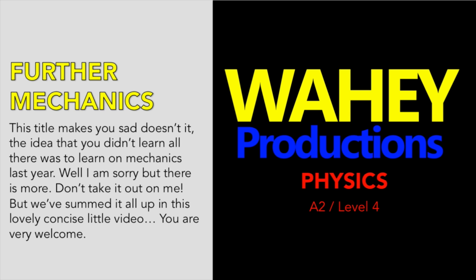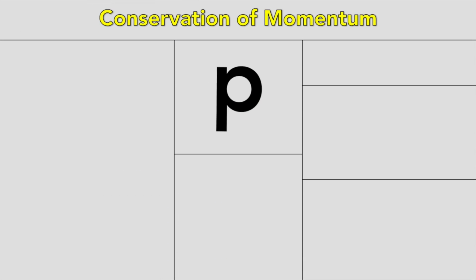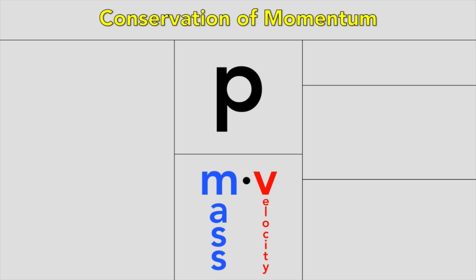Right, let's begin, Connor, with conservation of momentum. Yes, and with linear momentum, or p, which is given by p equals m times v. It does indeed, where m is the mass and v is the velocity, with the units of p being kilogram metre per second.